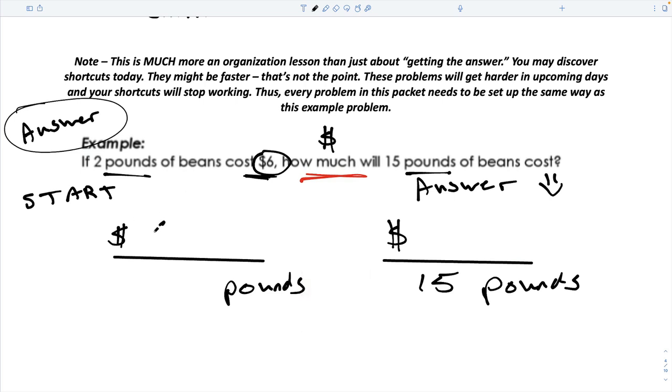6 would go on the top. Great. Because 6 is dollars, you need the 6 to go on the top to match with the unit of dollars. Adrian, keep your hands to yourself, please. That means the 2 would go on the bottom.